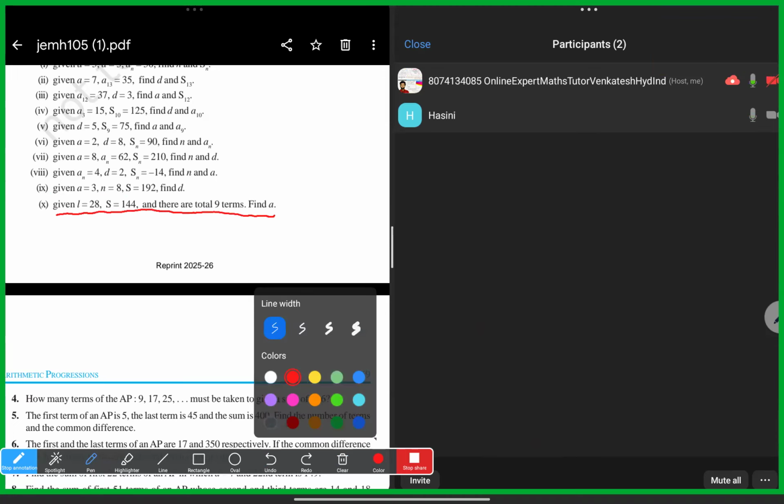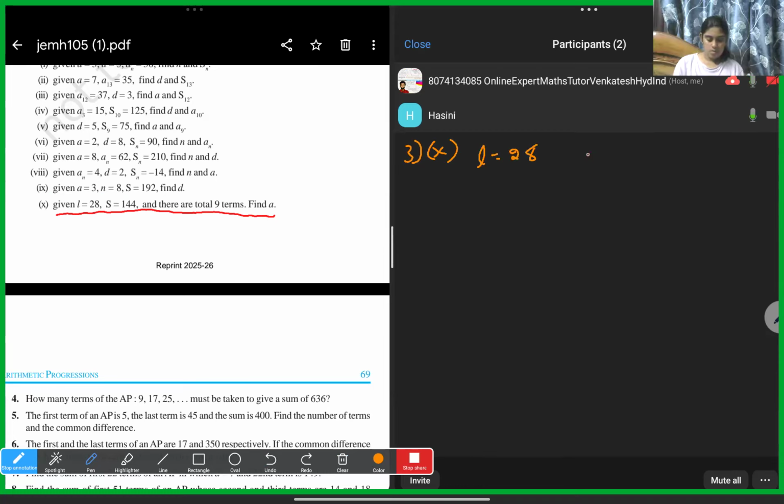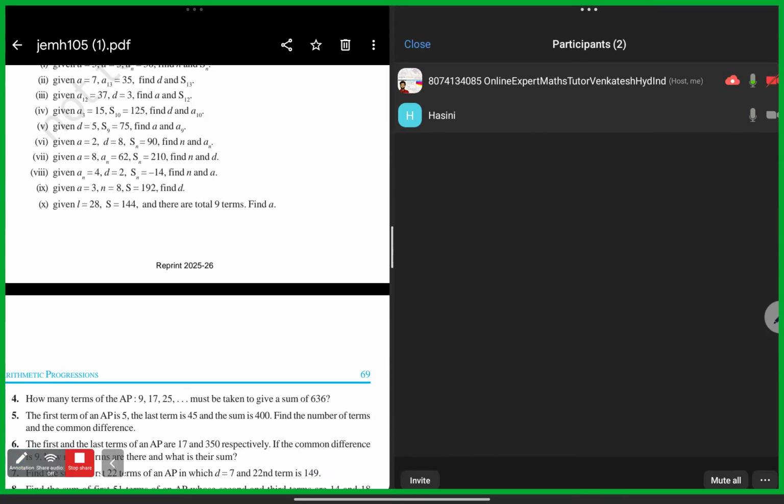So what is the 10th one? L is equal to 28. S is equal to 144. S means sum, Hasni. Again here also the sum of how many terms is not given, but they said there are total 9 terms. Means what indirectly, Hasni? S9 is 144. Okay, sir. Is that okay, Hasni?